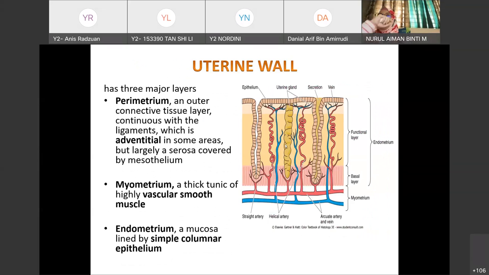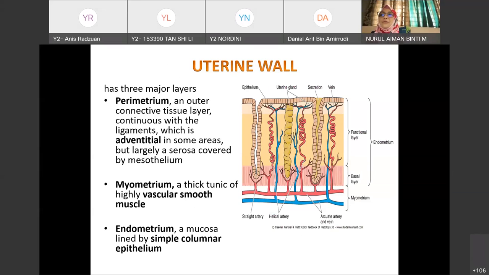Now we go towards the uterine wall. Okay, the uterine wall is a little bit difficult in terms of its stage, menstruation or not menstruating.